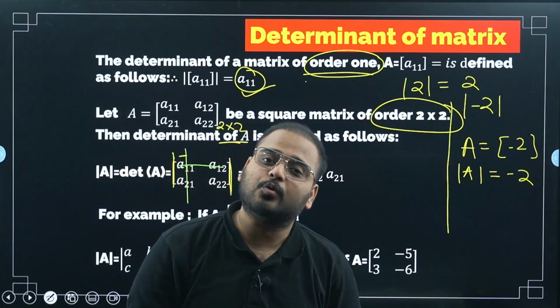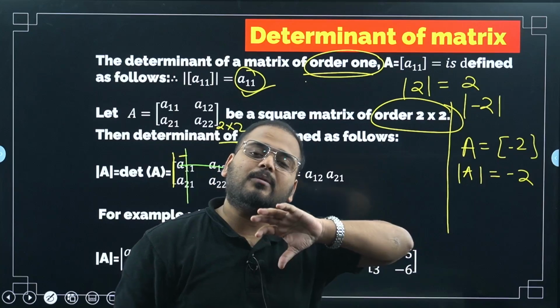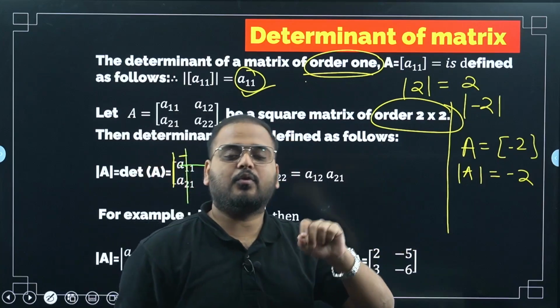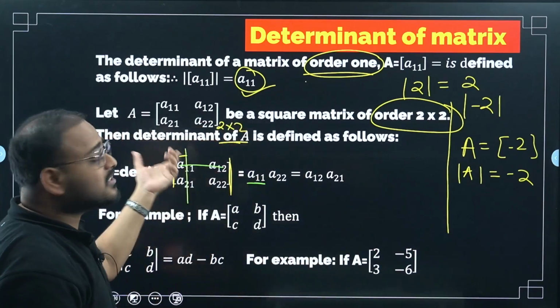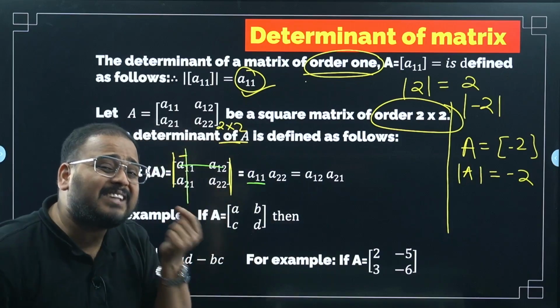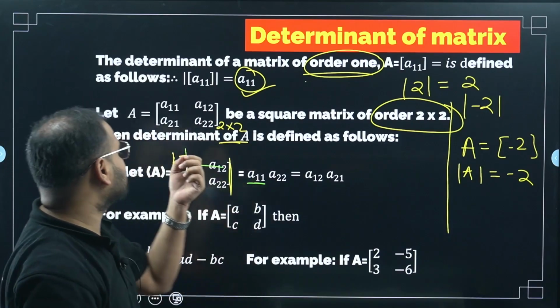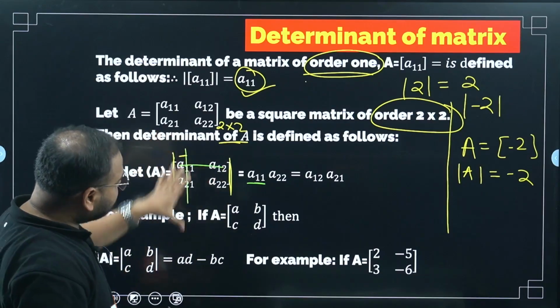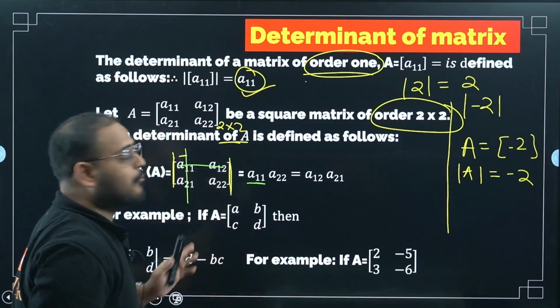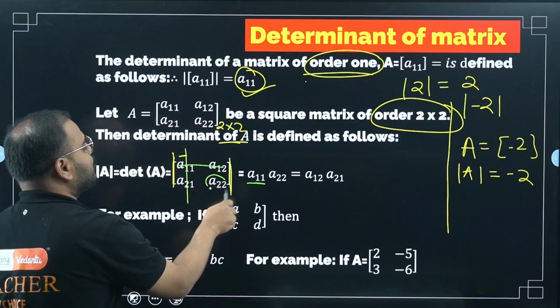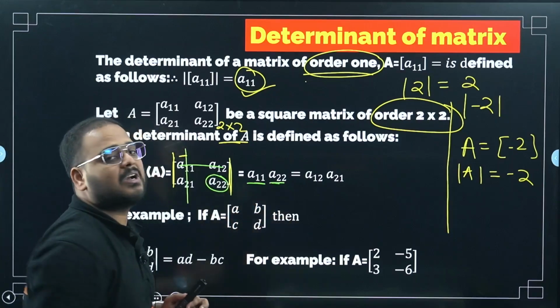Remember this. Cancel the row means it's not about cancelling, it's about not considering the row. If you don't want to say the word cancel, you can say do not consider the row and the column which contain that element. So A11 is the element in the first row and the first column, so I am not considering it. What is left after that? Only A22. So that's what you write with a multiplication sign.